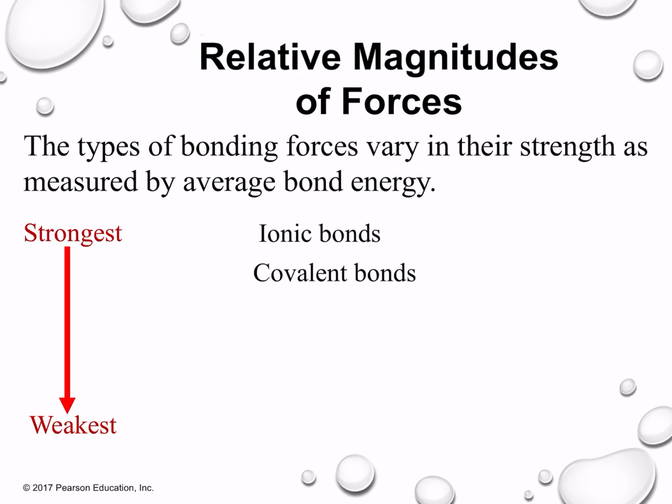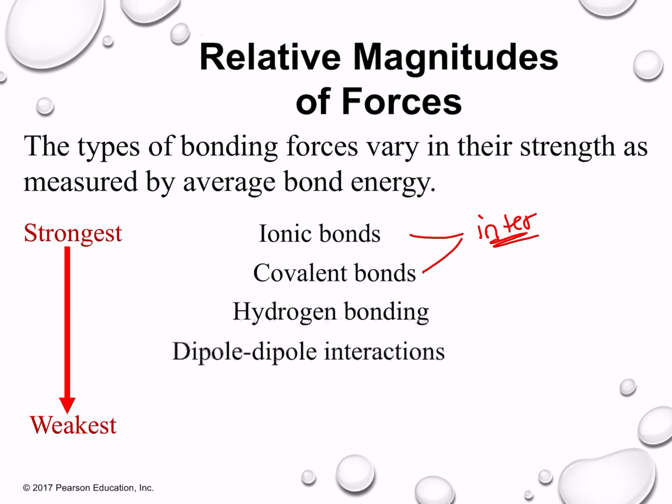But these 2 types of forces are intramolecular forces. And now we are going to look at intermolecular forces. So for our intermolecular forces, the strongest one that we are going to talk about is hydrogen bonding. And then our next one will be dipole-dipole interactions. And our weakest one will be the London dispersion forces. So these 3 are the ones that we are focusing on today.